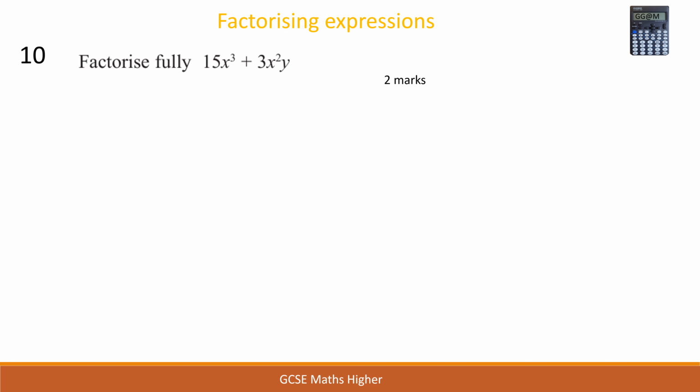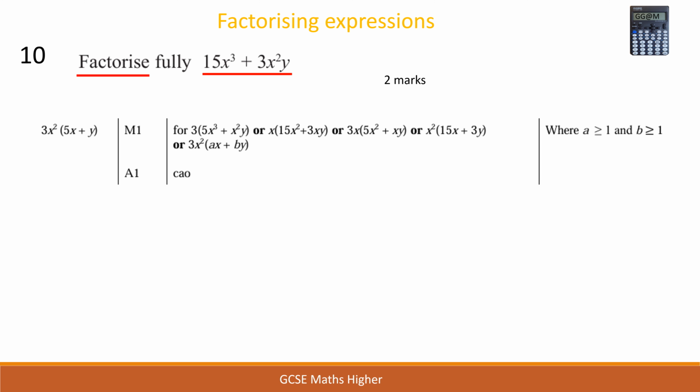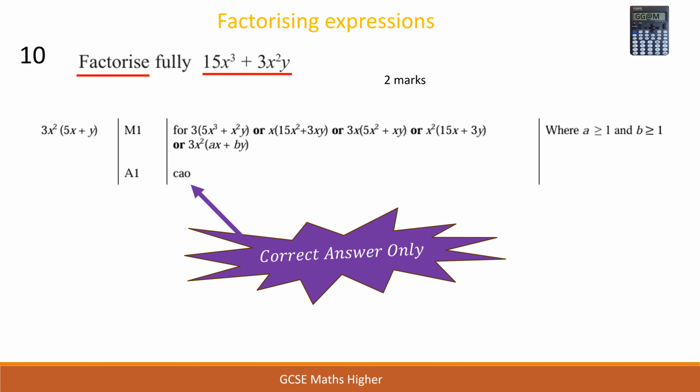Remember to multiply everything outside the bracket by everything in the bracket. Good question on factorising expressions. Factorise fully the expression. Press pause, have a go at working out the answer. Press play when you're ready to hear the answer. Fantastic. So look at the mark scheme to see where the 2 marks were awarded for getting the answer. CAO is correct answer only, so you had to get it fully factorised correctly to be able to get the marks.